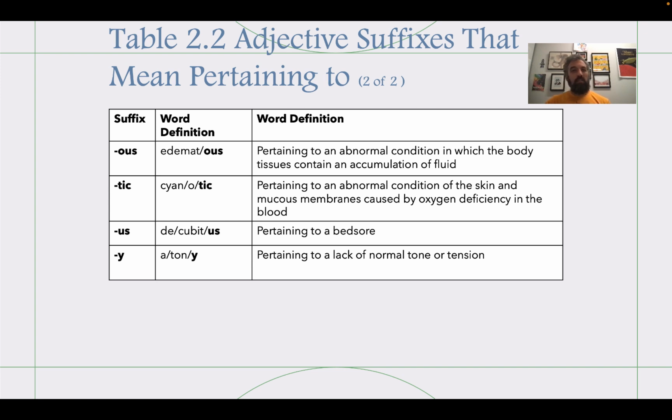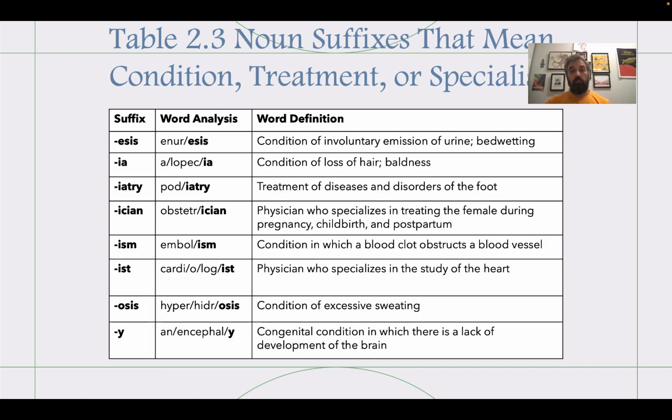One of the unfortunate things is that it's actually fairly difficult to determine when you would use something like -us versus -tic versus -ous versus -e. And a lot of that has to do with the different types of preceding roots or other linkers.